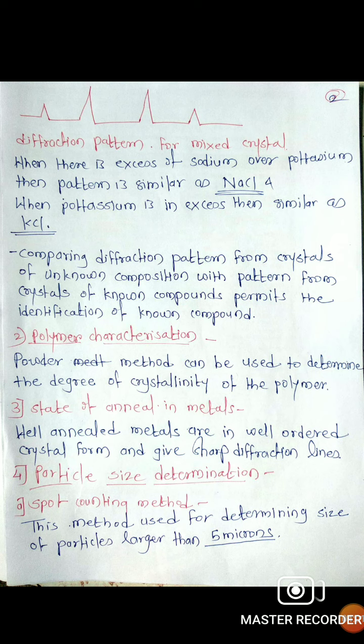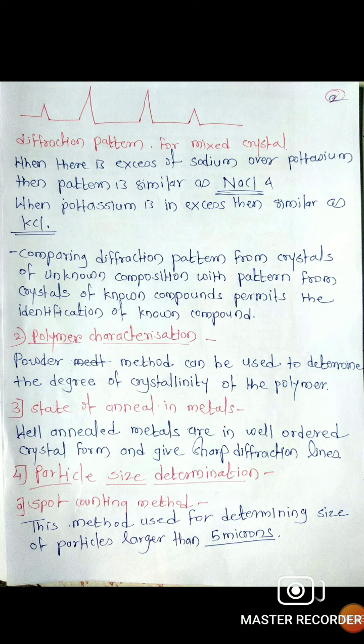Then the second application is polymer characterization. The powder method can be used to determine the degree of crystallinity of the polymer. The non-crystalline portion simply scatters the X-ray beam to give a continuous background, while the crystalline portion causes diffraction lines that are not continuous, and we get the degree of crystallinity of the polymer by using that XRD method.